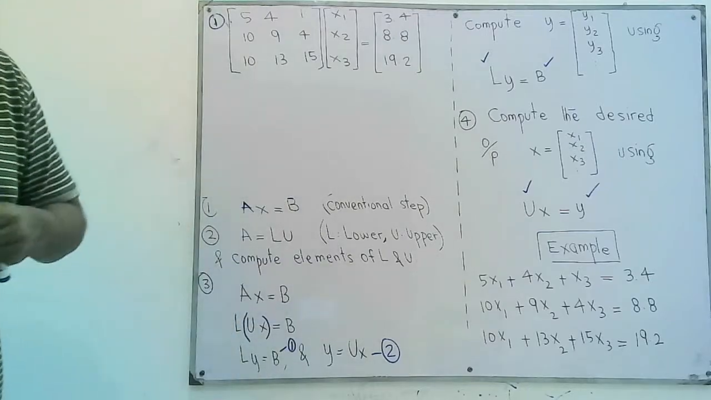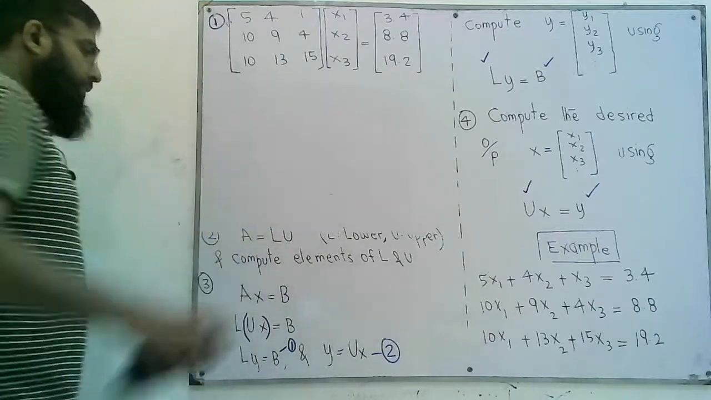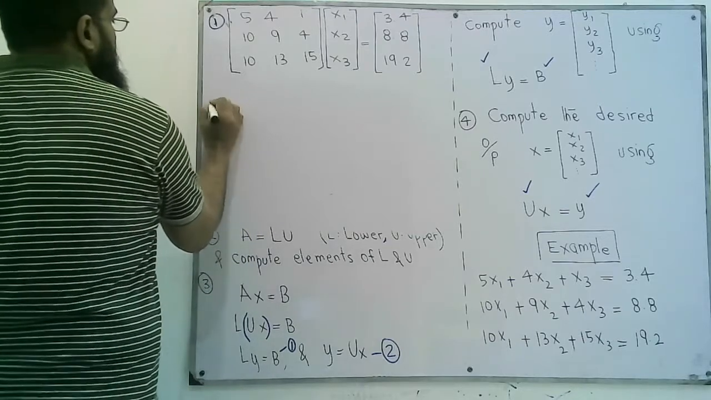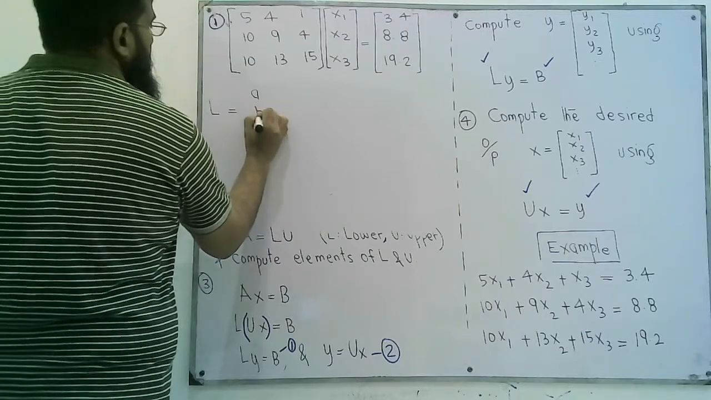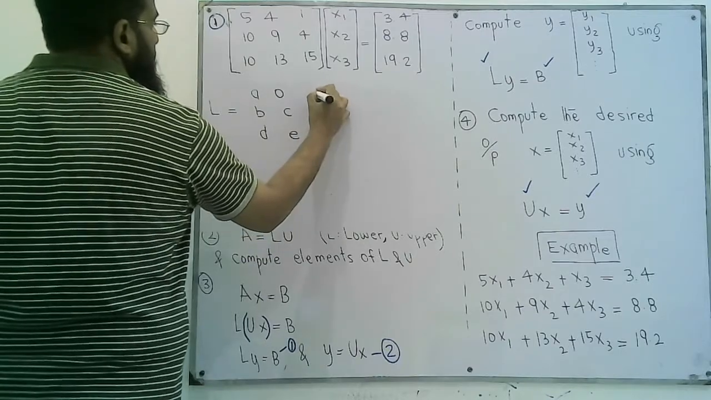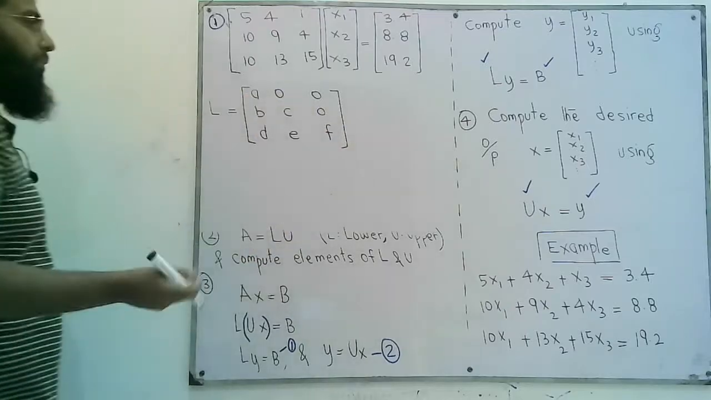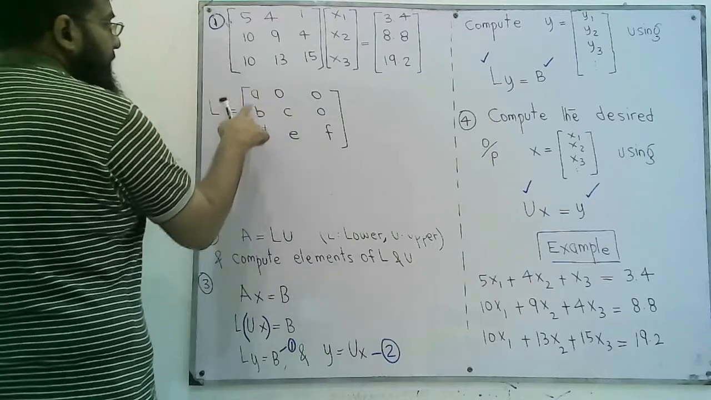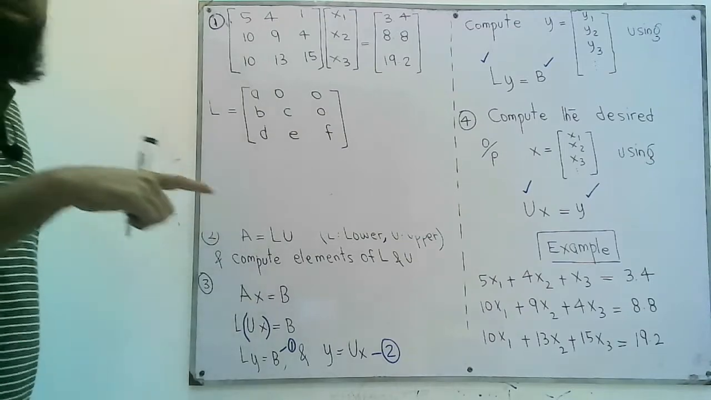A very simple step. We have been doing it in school and college. Right. A is written equal to L times U. We assume L to be a lower matrix where we have a matrix like this: A, B, C, D, E, F. Non-zero elements are on the diagonal and in the lower triangle. So this whole is the lower triangle. In the lower triangle we have non-zero elements, and all other elements are zero.